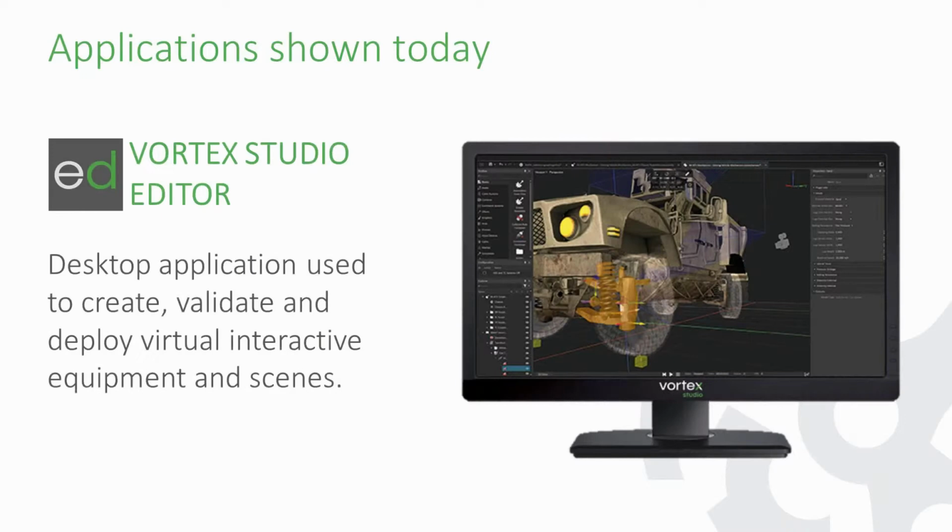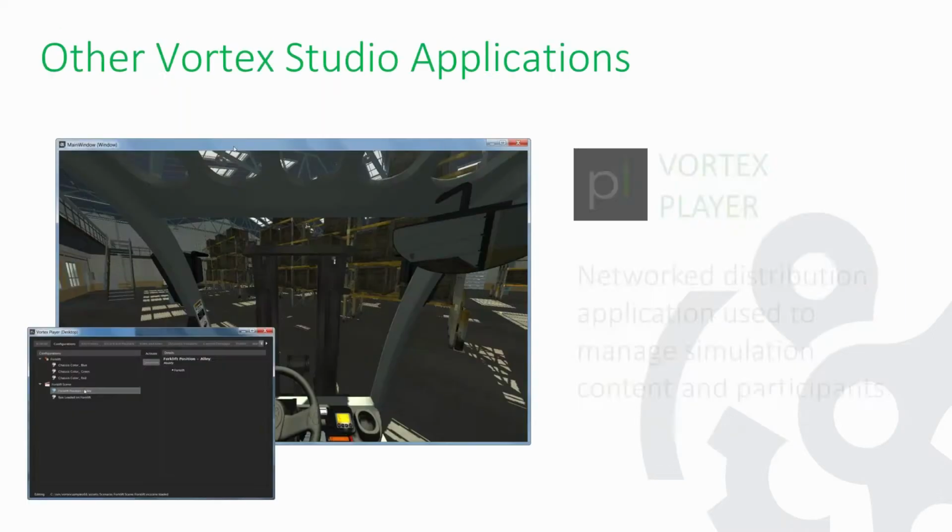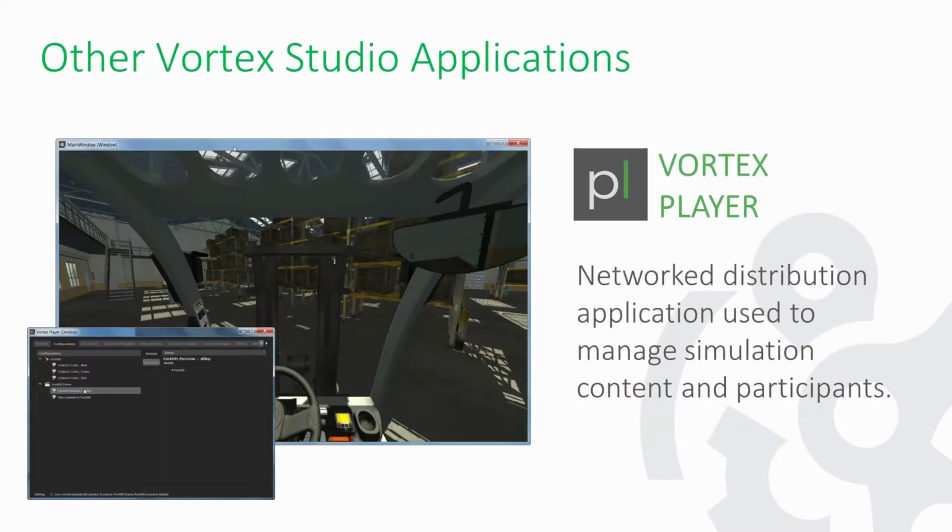So today we're going to look at a few things in the Vortex Studio Editor, which is our desktop application that's used to create simulations, create scenes, do mechanical modeling, and also set up the deployment of virtual scenes on your simulator. We're not going to show the Vortex Player. The new features are mostly focused on a major revamp of the Vortex Studio Editor. The Vortex Studio Player is the application you use to set up the distribution of your application over multiple nodes and participants over your network.